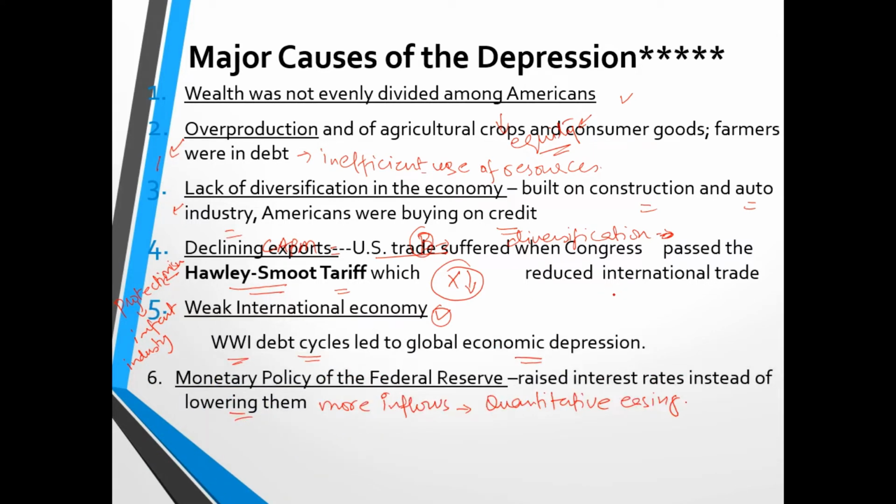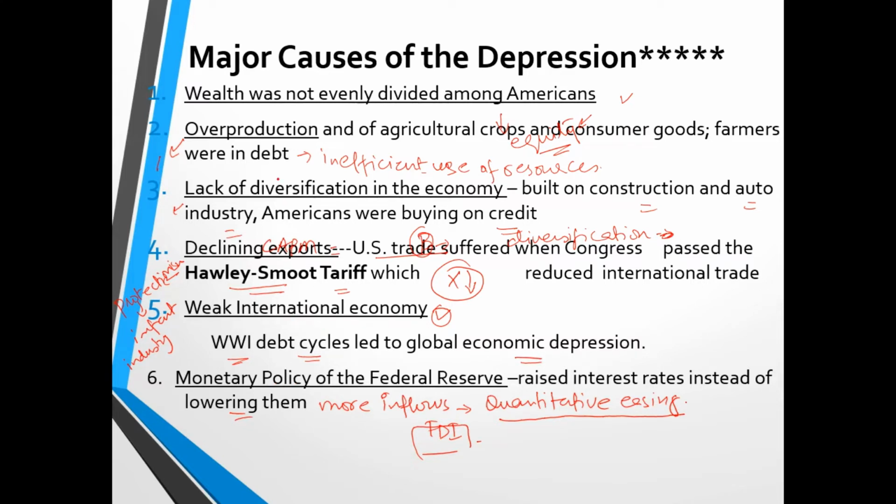Then coming to declining exports, exports were declining, so they introduced the Hawley-Smoot tariff, which also reduced the exports. Weak international economy, the World War I debt cycle led to the global economic depression, and monetary policy of the Federal Reserve. That was the first time this concept of quantitative easing was introduced, when interest rates were increased instead of lowering them, so that more inflow and FDI would come into the economy.